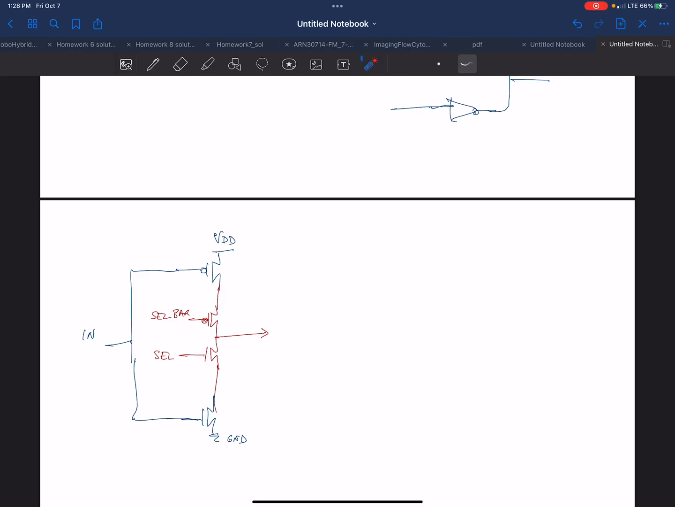So notice here, when select is low, this guy's off. When select is low, select bar is on, so this guy is also off. So let's call this output. When select is low, output is floating. Or the other way to talk about it is it's in a high impedance state. You'll hear both of those.